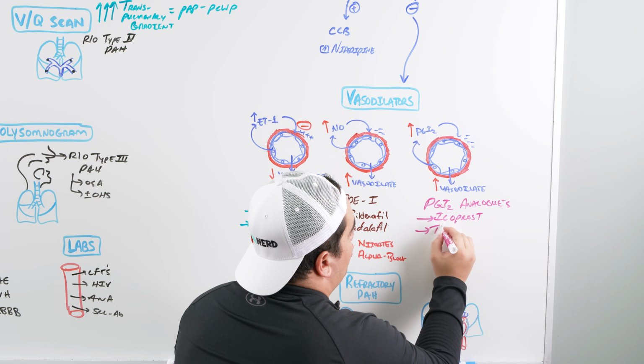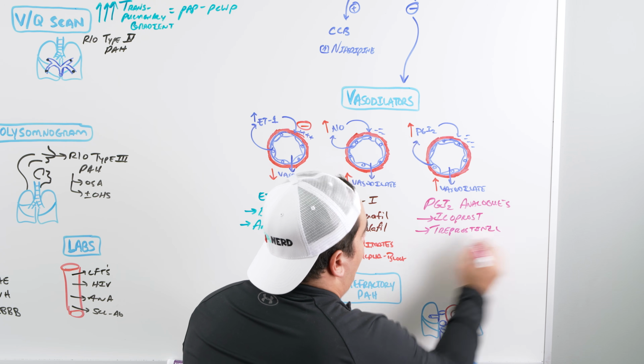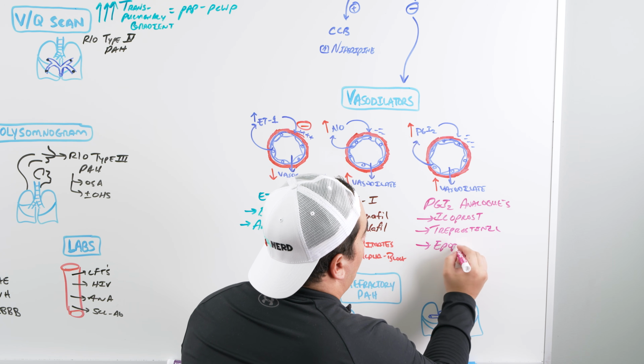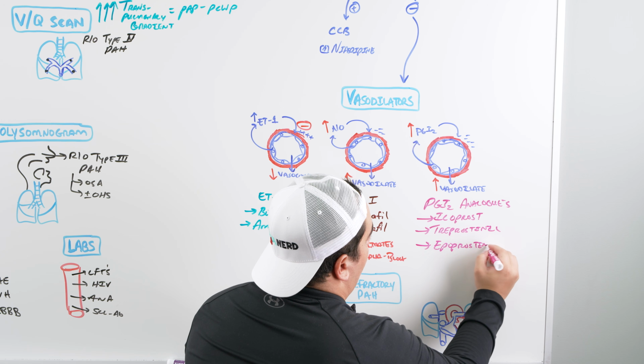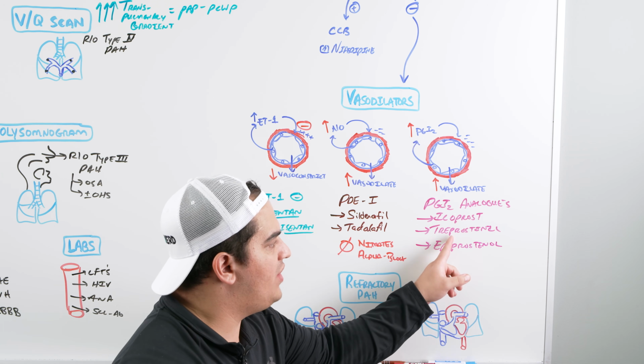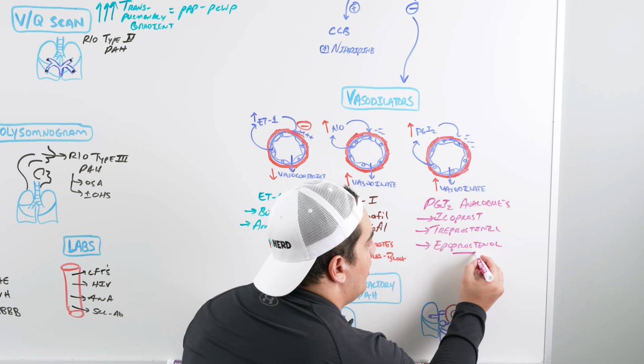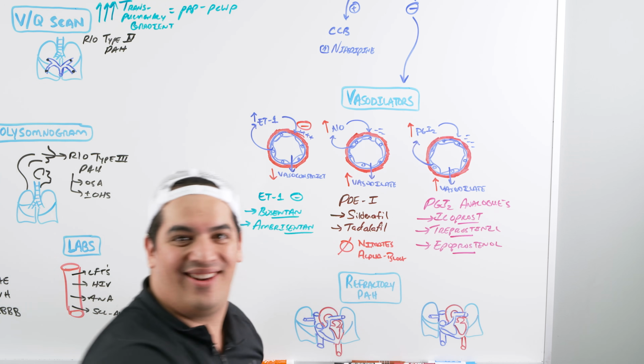The other one is called treprostinil. And the last one here is called epoprostenol. So these are really, really cool drugs to consider. If you see the prost in there, that's generally going to give that one away. So if you see prost, think about prostacyclin analogs.